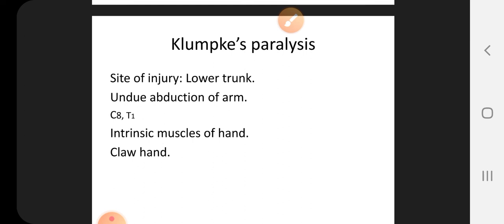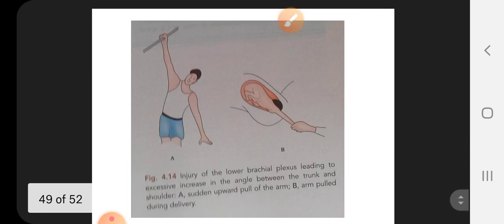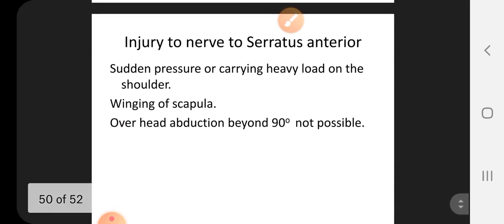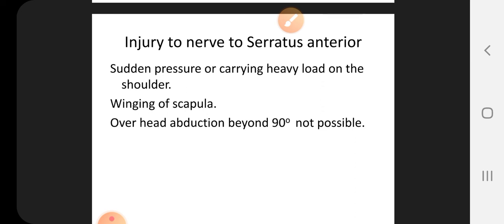We'll go to the second one, that is Klumpke's paralysis. The site of injury is the lower trunk of brachial plexus. Cause of injury, undue abduction of arm, as in clutching something with the hand after a fall from a height. Nerve roots involved are T1 and partly C8. Muscles paralyzed are intrinsic muscles of hand. Deformity is complete claw hand.